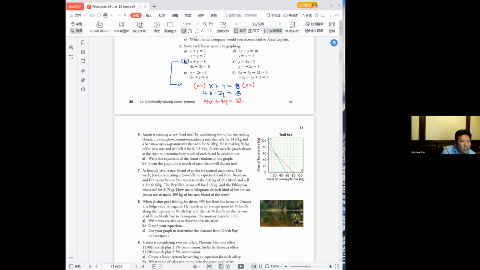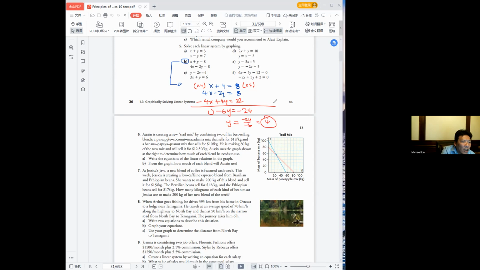Now that the two equations have the same coefficient for the x's, I can subtract them. 4x take away 4x is 0. Negative 2y take away 4y is equal to negative 6y. And 8 take away 32 is negative 24. That means y is equal to negative 24 divided by negative 6. So y equals 4.